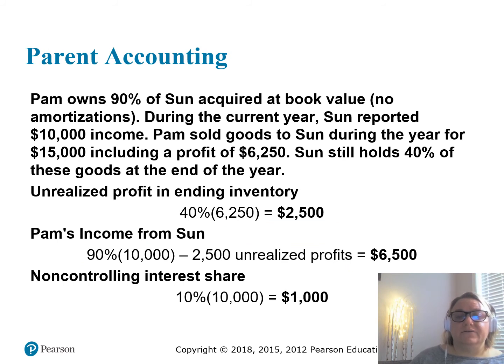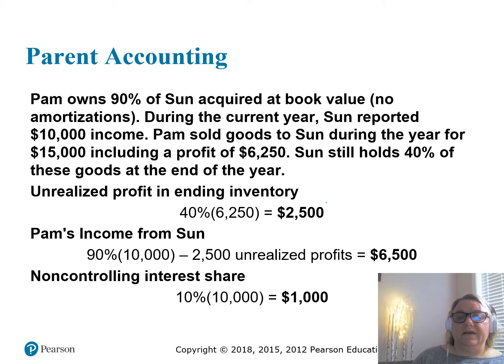There are two separate types. In this particular situation, Pam owns 90% of Sun at book value, no amortizations. During the current year, Sun reported $10,000 income. Pam sold goods to Sun during the year for $15,000, including a profit of $6,250. Sun still holds 40% of these goods at the end of the year. So here it is. Figure this part out.